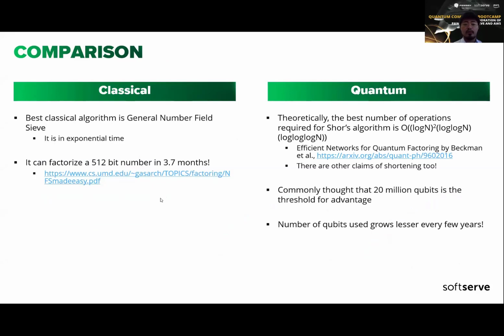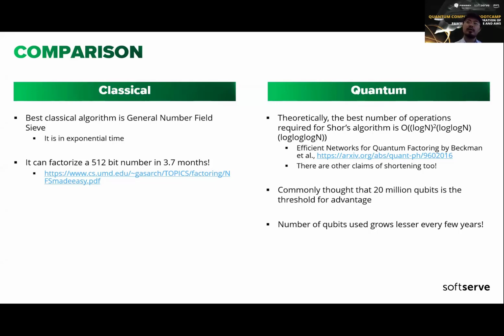For comparison, the best classical algorithm for prime factorization is the general number field sieve. Obviously, this is the best classical algorithm that we know at this point. It has an exponential term. And so theoretically, the best number of operations required for this is this. And so this is where this exponential advantage comes from. You can see there are a lot of active areas of research being done for Shor's algorithm in order to study it.